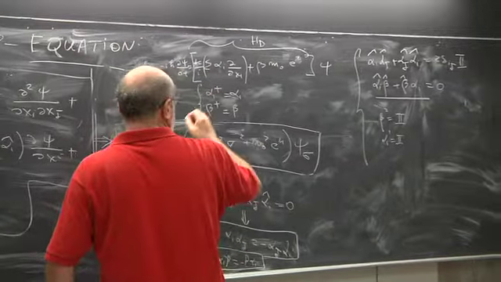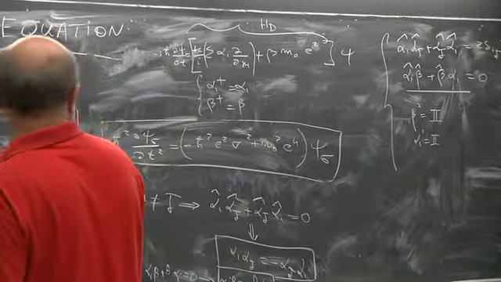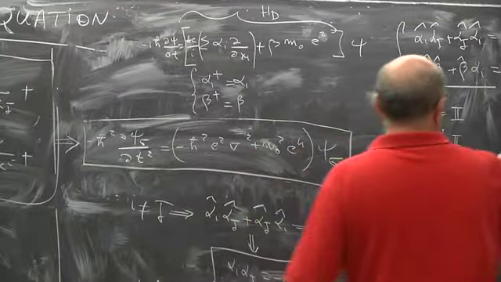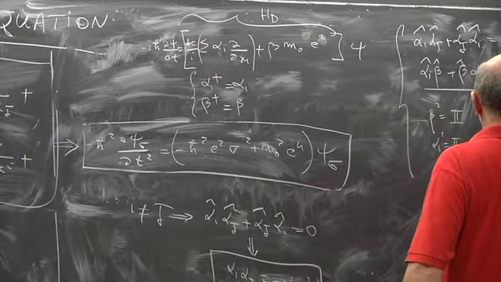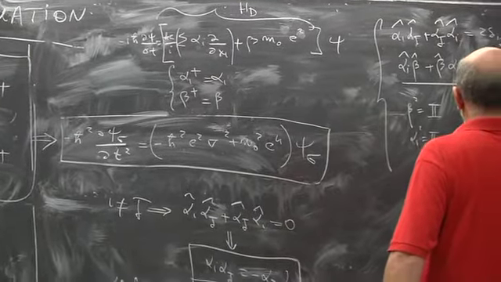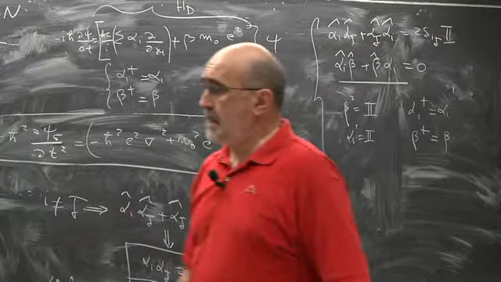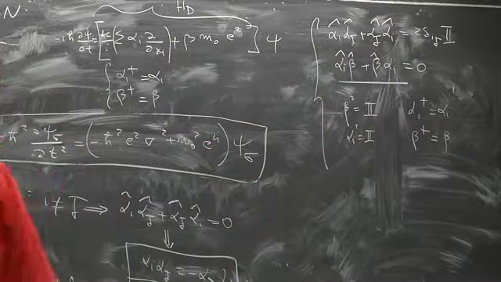So these extra conditions we have to add here. Let's add them: alpha i dagger equals alpha i, beta dagger equals beta. These are extra conditions that guarantee the hermiticity of the H.